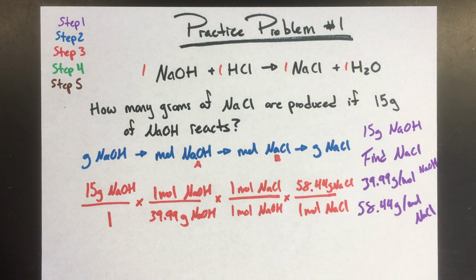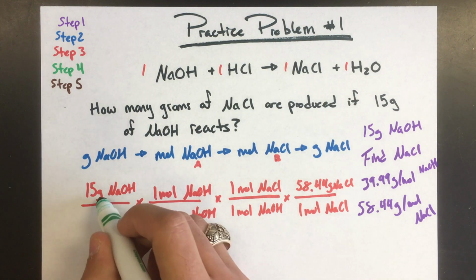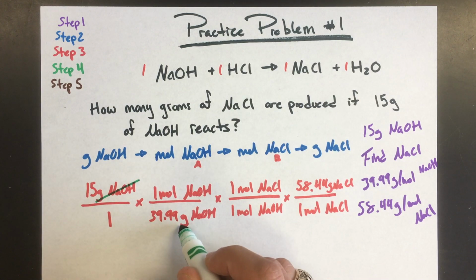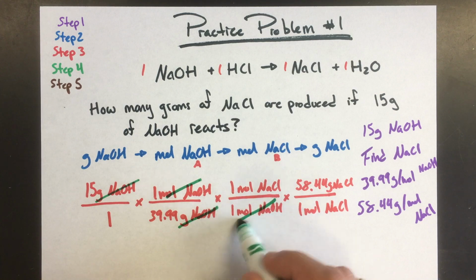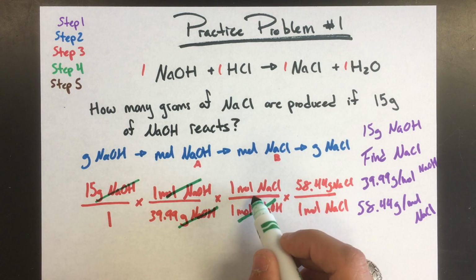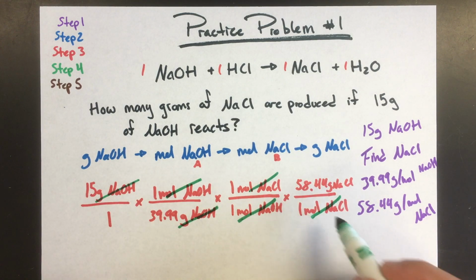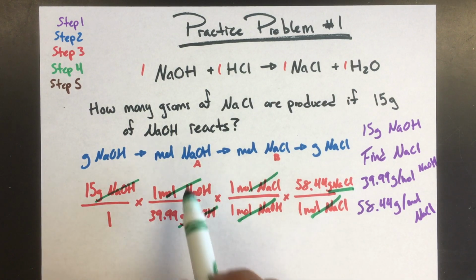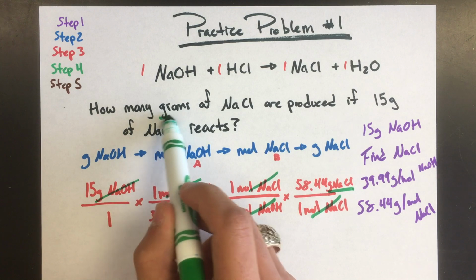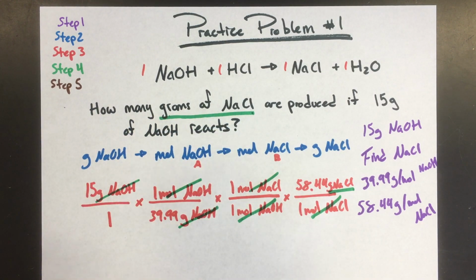Our next step is to make sure that all the units cancel, leaving us with our final units. So we have grams of sodium hydroxide up here that cancels to grams of sodium hydroxide down here. Moles of sodium hydroxide cancel with moles of sodium hydroxide. Moles of sodium chloride cancel with moles of sodium chloride, leaving us with grams of sodium chloride. And that means in the reaction, how many grams of sodium chloride do we need? So we have the right units.